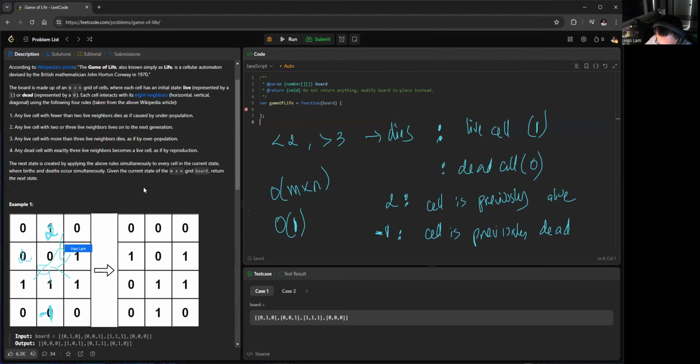Wait, sorry. I think I made a mistake. Because it is a dead cell, it is not a live cell. It's just my bad here. Because it is a dead cell, the only rule for the dead cell is that it needs exactly 3 live neighbors to become alive, right? And it has exactly 3 neighbors, right?